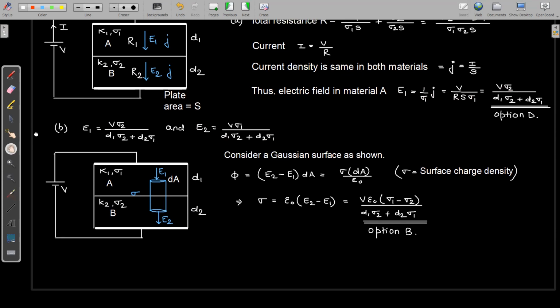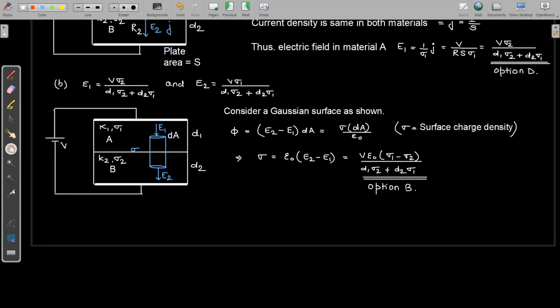Okay, so the second part of the question asks what is the surface charge density on this interface? So I am considering sigma as the surface charge density. Now remember, this sigma is not conductivity. This is the surface charge density. I've considered a Gaussian surface, which is in the form of a small cylinder, a pill box type of Gaussian surface, whose flat surface area over here is dA.